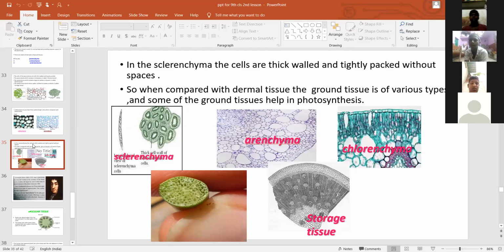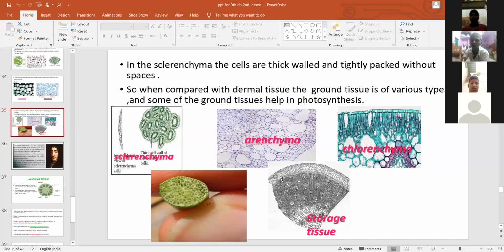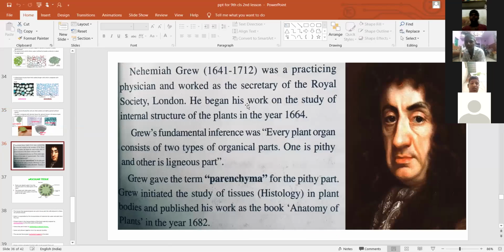Next. Who is he? He was Nehemiah Grew. He was a physician. He worked as the secretary of the Royal Society in London. Next, he began some work on the study of the internal structure of plants in the year 1664.